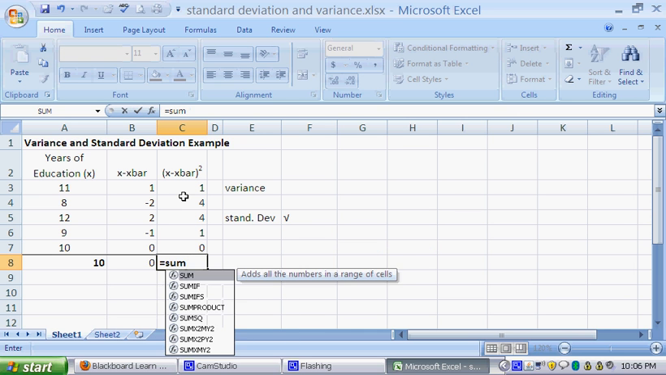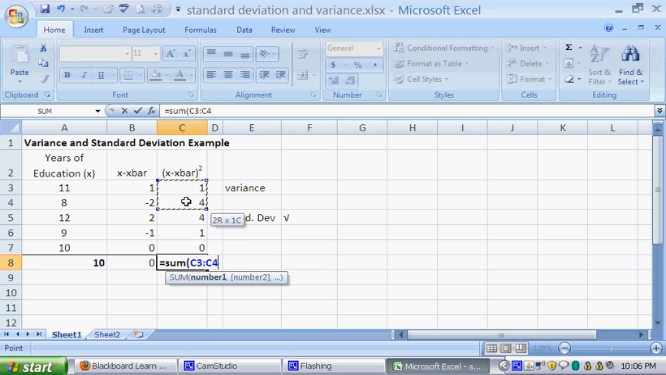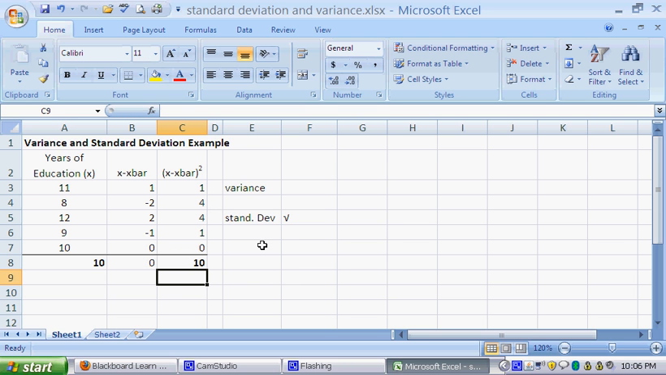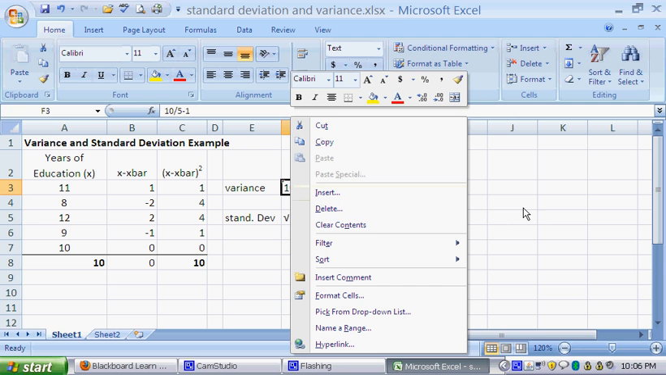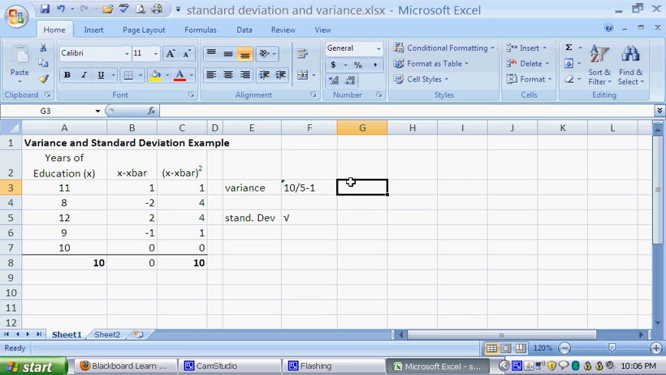Now we add up 1 plus 4 plus 4 plus 1 plus 0, which is 10. So this is the top part of the formula. In order to get the variance, our next step is to take 10 and divide it by n minus 1, or 5 minus 1, because n is 5. If I do that in equation form, it's 10 divided by 4, and we end up with a variance of 2.5.